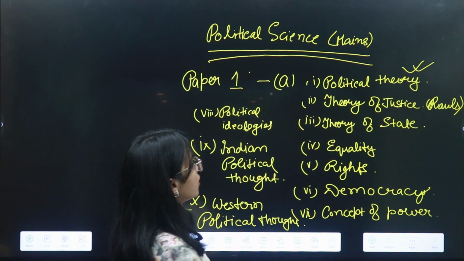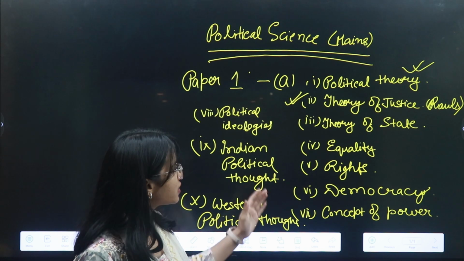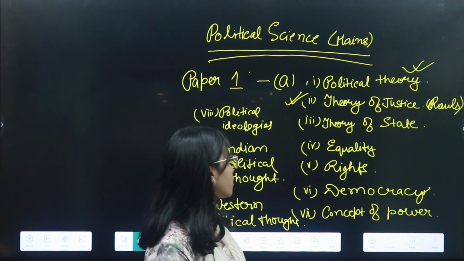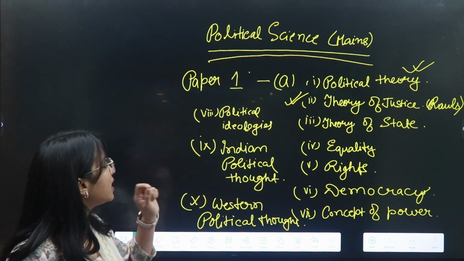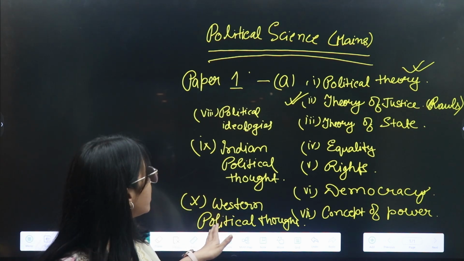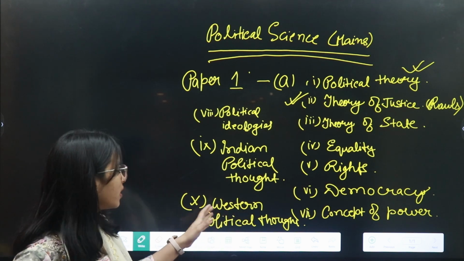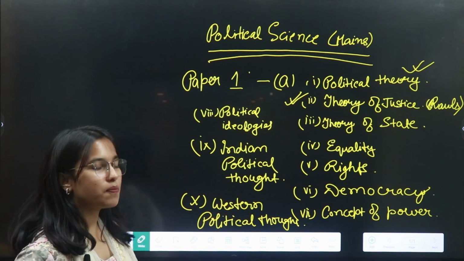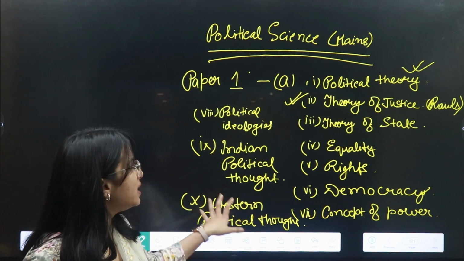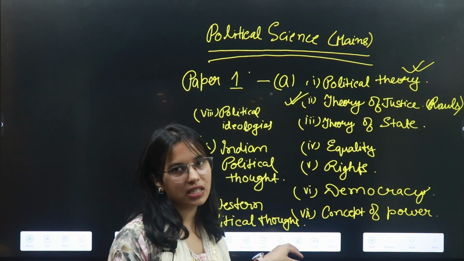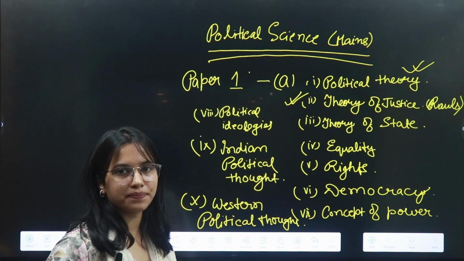Next we will switch to theory of justice. We also have theory of state, equality, rights, democracy, that is types of democracy, concept of power, political ideologies, Indian political thought, that is reading about M.K. Gandhi, Aurobindo Ghosh, M.N. Roy, etc. Then Western political thought, Plato, Aristotle, Machiavelli, etc. We will be dealing with all of these separately one by one. Thank you.